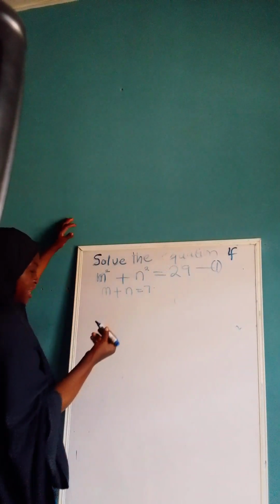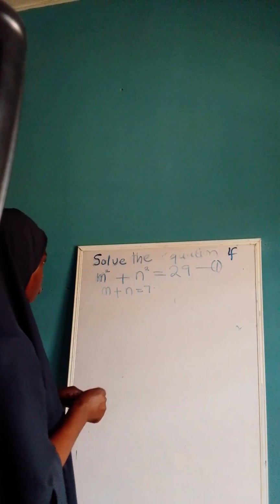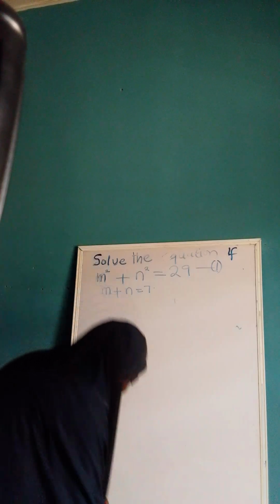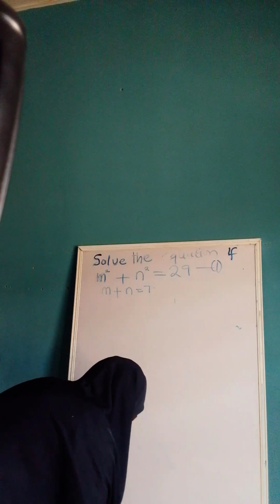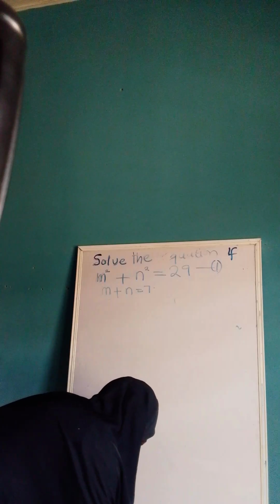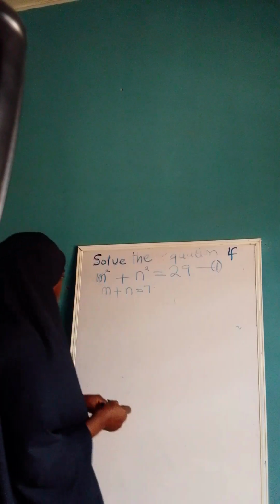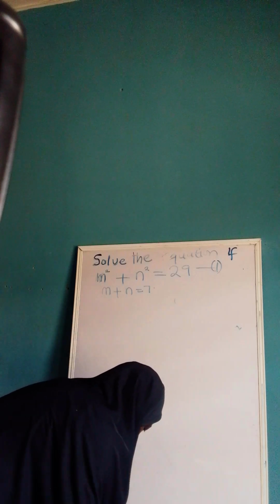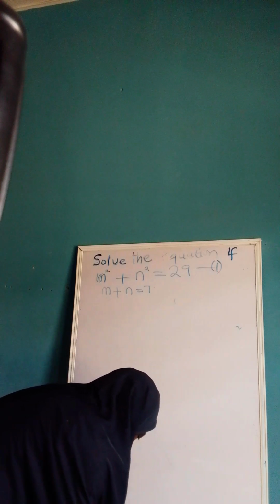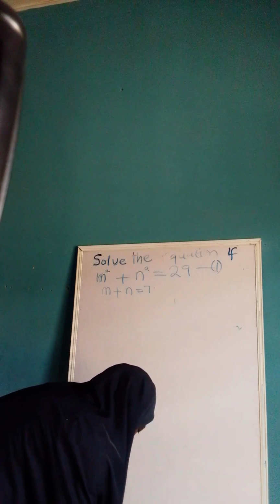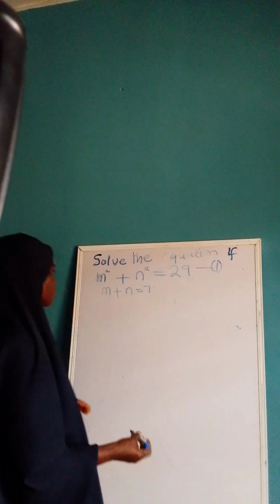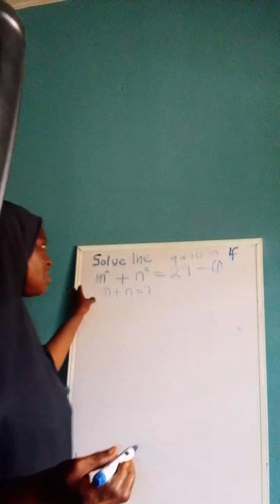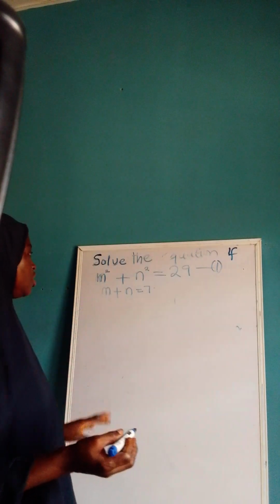So now let me read it. It says solve the equation if m squared plus n squared is equal to 29 and m plus n is equal to 7. If you look at this type of equation very well, it can only be solved by the substitution method. Though there may be other methods, the best method to solve this equation is the substitution method.